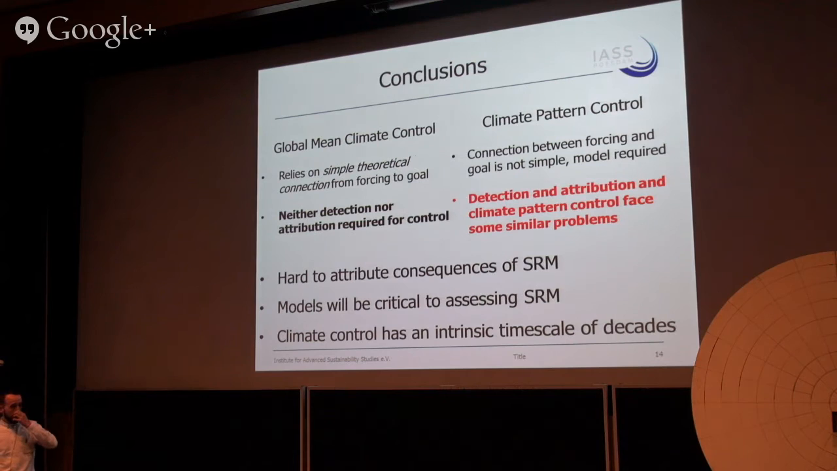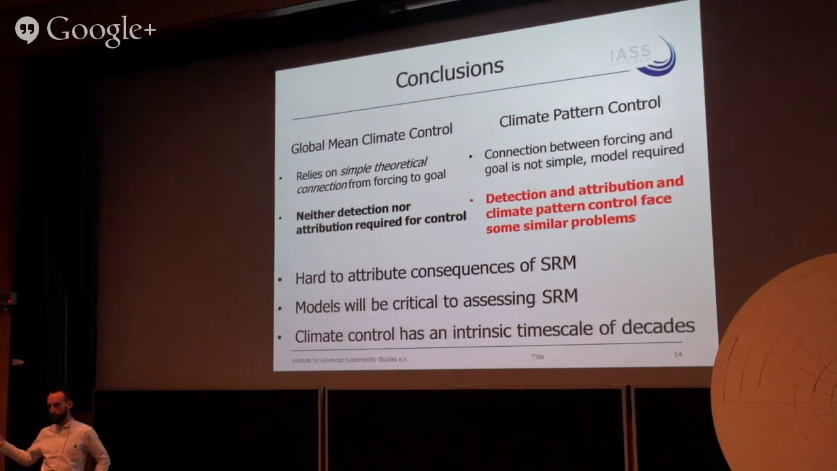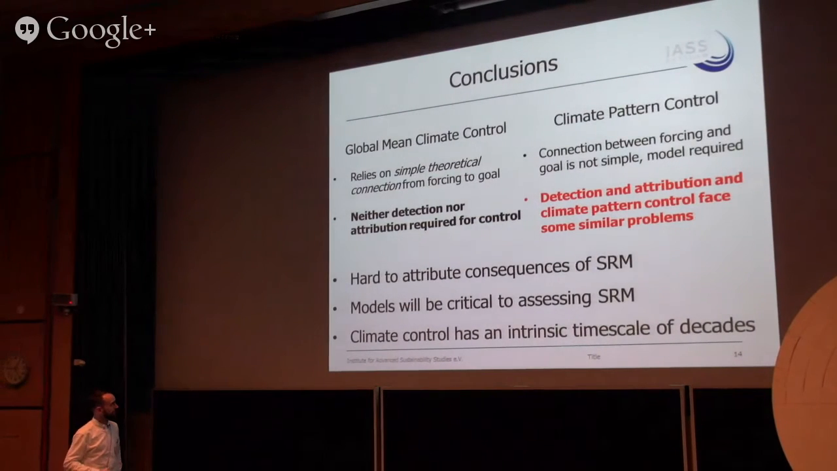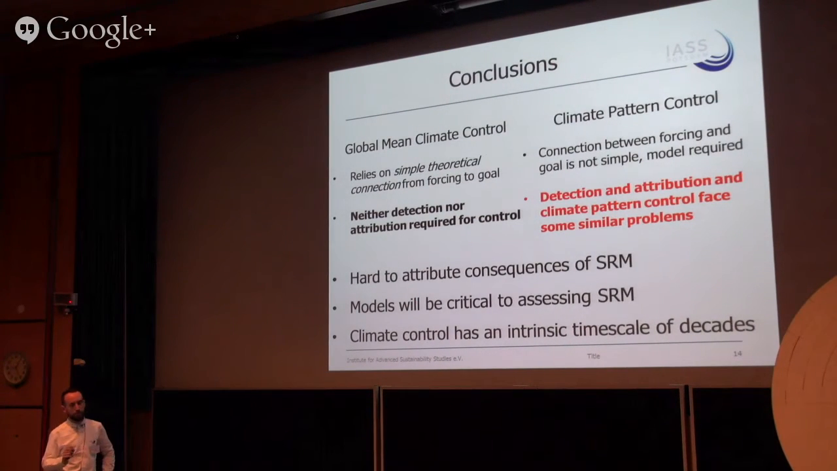So, conclusions. Global mean climate control, which I've talked about, would work in a sense because it relies on a simple theoretical connection between what you're doing to the climate, reflecting sunlight, and the consequence that the planet will cool. We rely on the same thing for global warming: CO2 is going to absorb infrared radiation, it's going to warm the planet up. And importantly, neither detection nor attribution is required for you to exert that control. You really want to detect and attribute what you're doing, but that's a separate task.